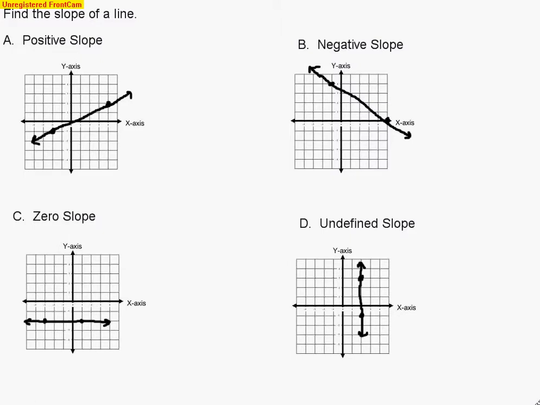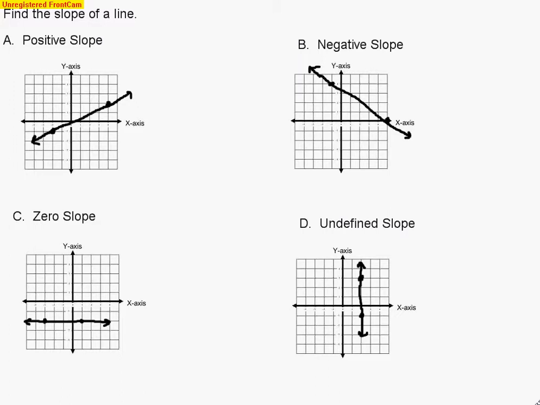Today we are going to find the slope of a line, and sometimes we're going to end up having to find the slope from graphs and others from points. So here are the directions for finding the slope from graphs themselves. It'll just say find the slope of the line, and we have 4 different types of slope.